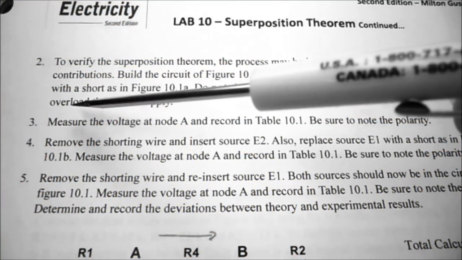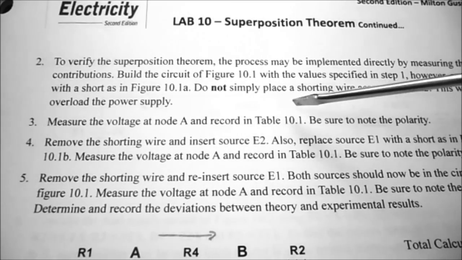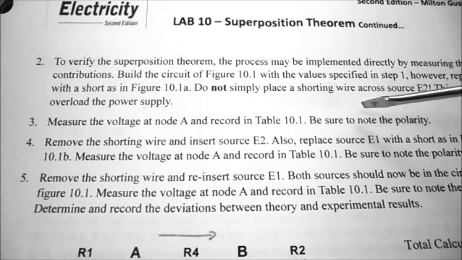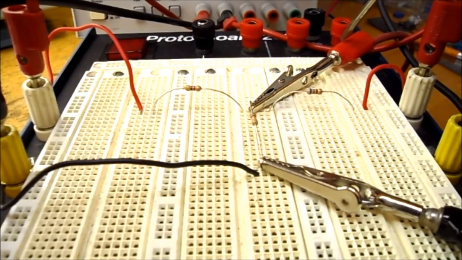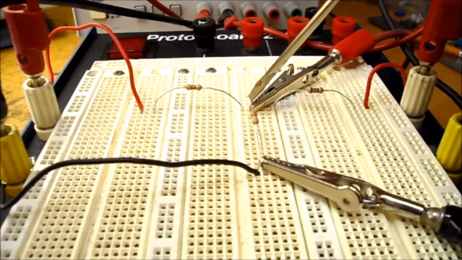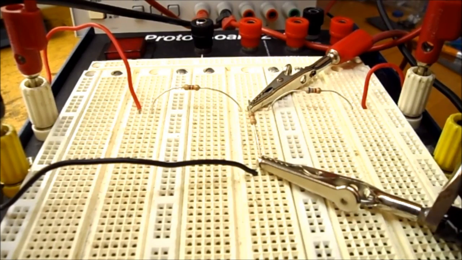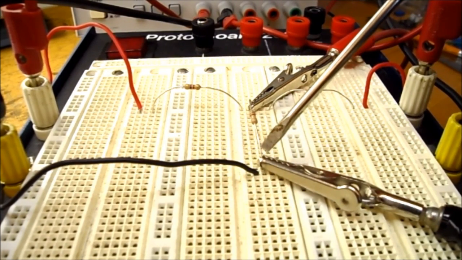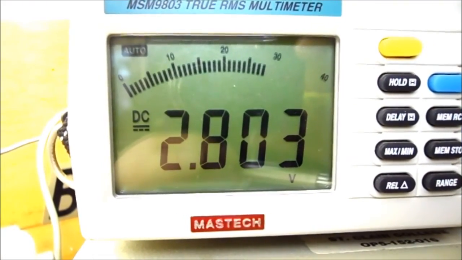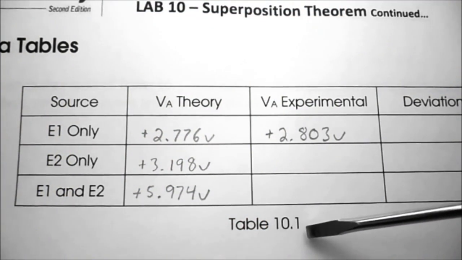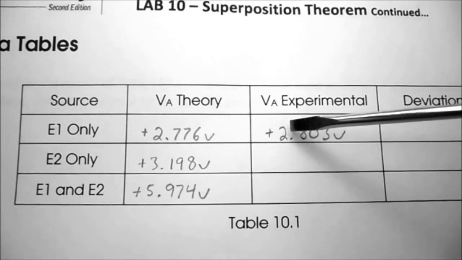Under procedure, step number 3, we're to measure the voltage at node A and record it in table 10.1. Be sure to note the polarity. So the red lead from the voltmeter goes to the top of the 10K ohm resistor, which is R3. The black lead from the voltmeter goes to the bottom of the 10K ohm resistor. And my voltage reading is 2.803 volts. So in table 10.1, under VA experimental, for E1 only, I've recorded plus 2.803 volts.